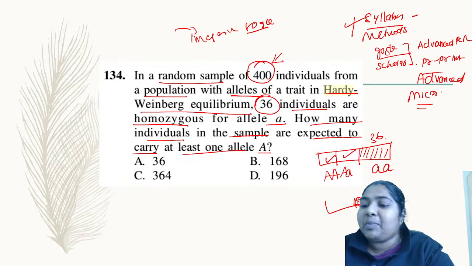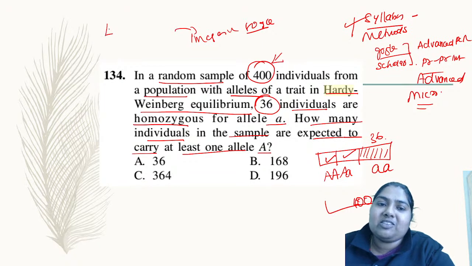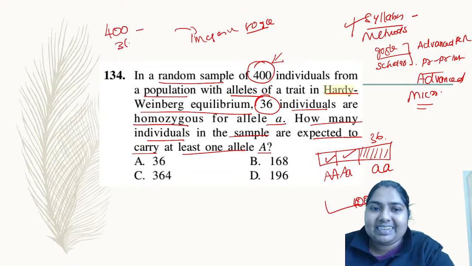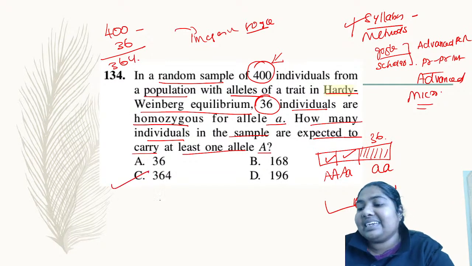So 400 minus 36. What is going to be 400 minus 36? It is going to be 364. Hence that is going to be the correct answer for this question.